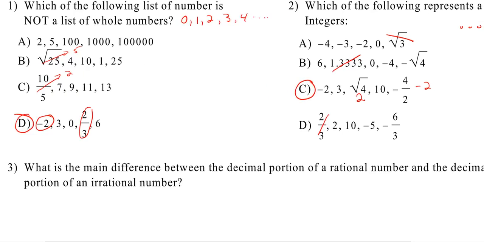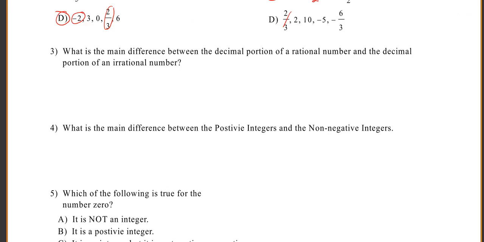Okay, what's the main difference between the decimal portion of a rational number and the decimal portion of an irrational number? And let me pause this for a second. Okay, I paused it to shrink it down so we could see the whole question. And it says, what's the main difference between the decimal portion of a rational and an irrational number?